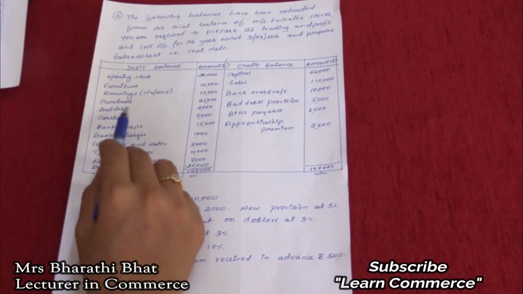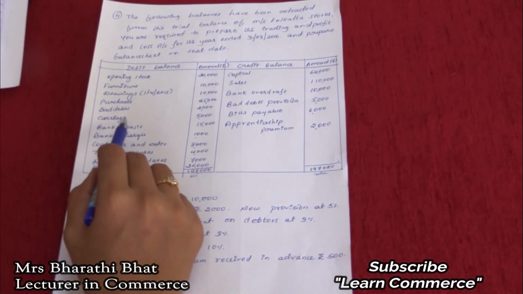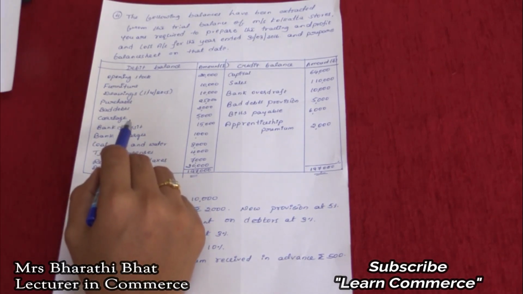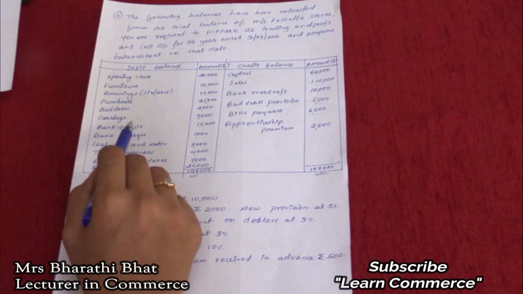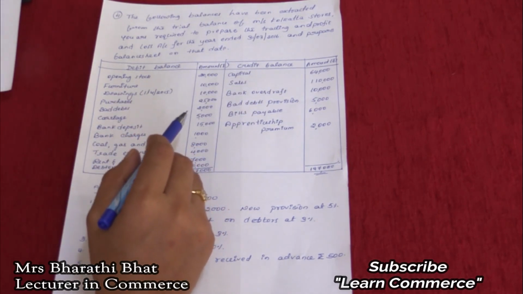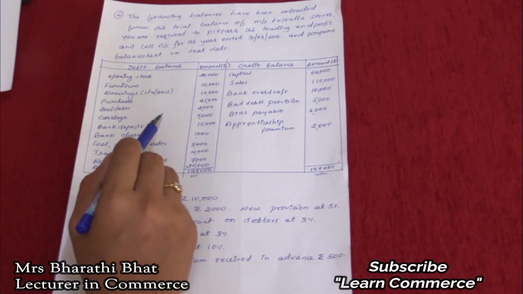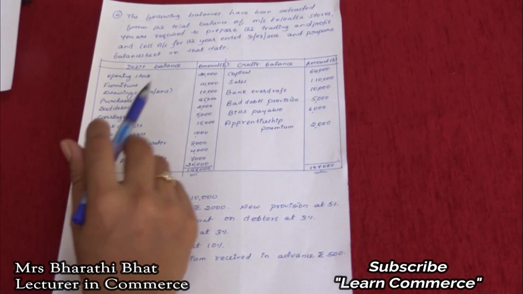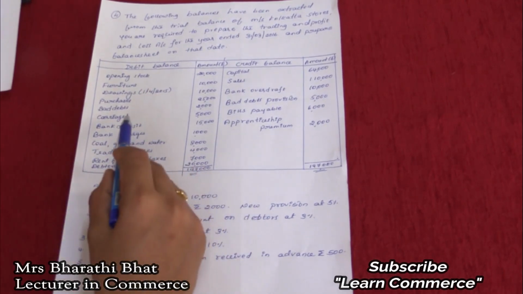Next, purchases, bad debts, carriage. Carriage means it is an expense or the cost incurred when transporting goods into a business from a supplier. When transporting goods from the supplier to the business firm, some costs are incurred, maybe loading charges or unloading charges. That type of charges we call carriage.